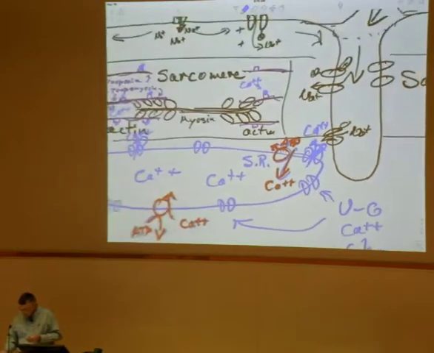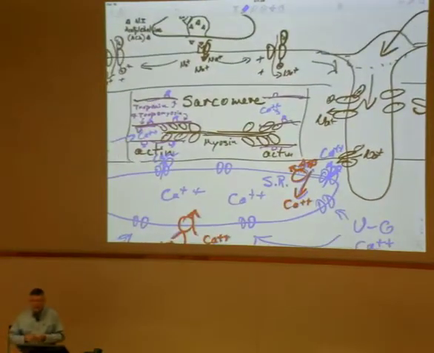Okay, so muscle contraction then continues until you stop having action potentials and the calcium pumps have enough time to move the calcium out of the cytoplasm back into the sarcoplasmic reticulum. So calcium pumps are always moving calcium out of cytoplasm, either outside the cell or out of the cytoplasm into sarcoplasmic reticulum.